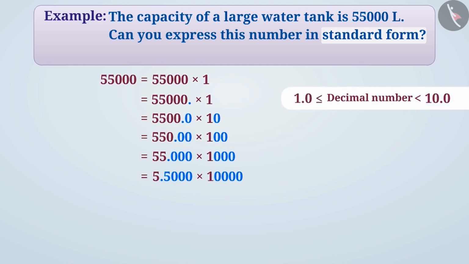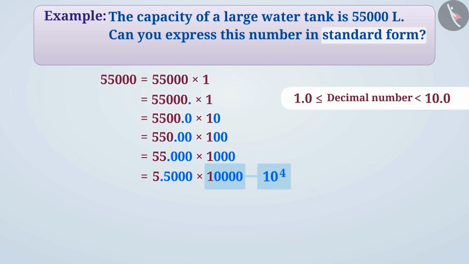We will continue to do this until the value of the decimal number is equal to or more than 1.0 and less than 10.0. We will stop moving the decimal point as soon as we get the required value. Here, 10,000 has 4 zeros to the right of 1, which means 10 is multiplied by itself 4 times to obtain this number. Therefore, we can express 10,000 as 10 to the power of 4.